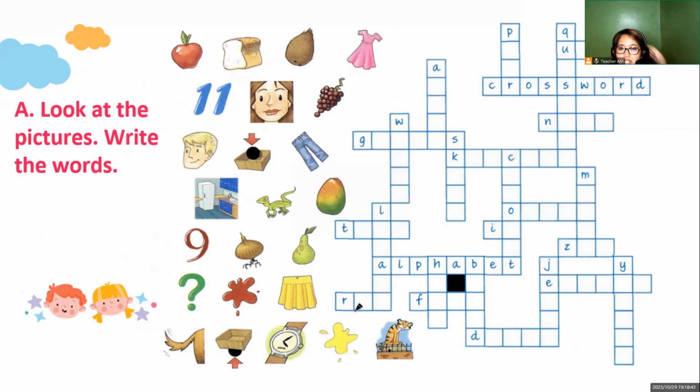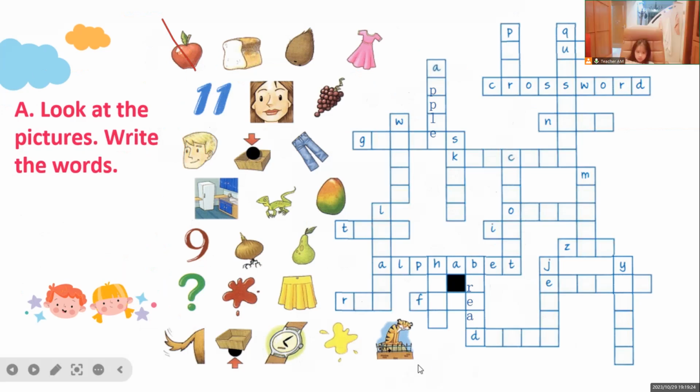Okay, so what can you see in the pictures, Zoey? I can see apple. Okay, now let's write apple. A P P L E. Apple. Okay, what else? Bread. Now, where is bread? Let me find it. Here. B R E A D. Bread. Okay, what else?